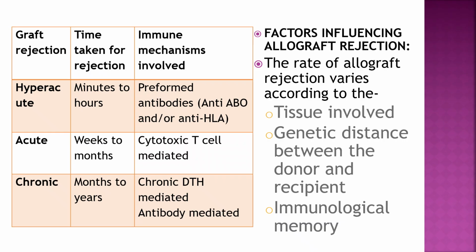Graft rejection, so this is a summary. First is hyperacute: time taken for rejection is minutes to hours. Immune mechanisms involved: preformed antibodies, anti-ABO or anti-HLA. Acute: weeks to months. Mechanism: cytotoxic T cell mediated. Chronic: months to years, delayed type hypersensitivity mediated, antibody mediated.